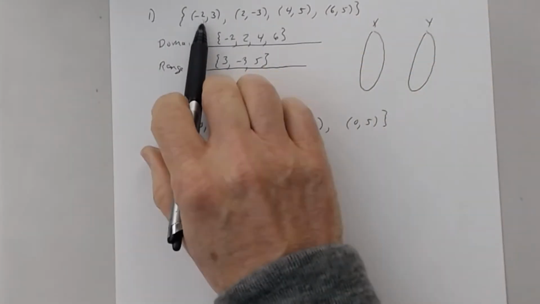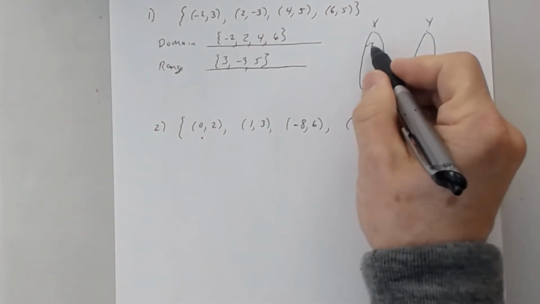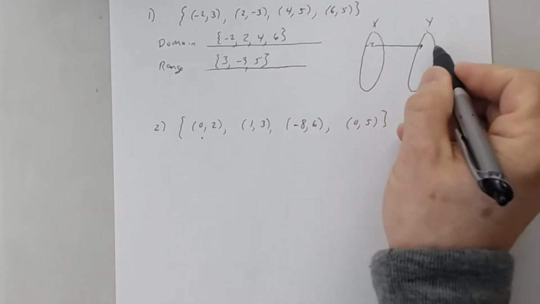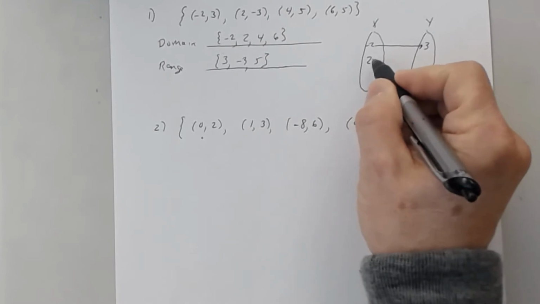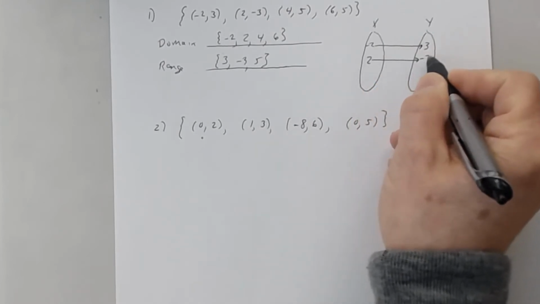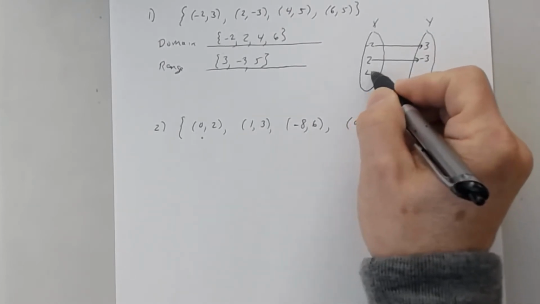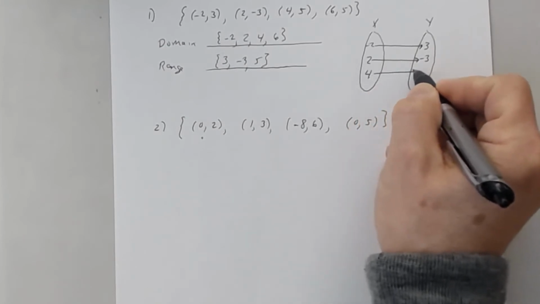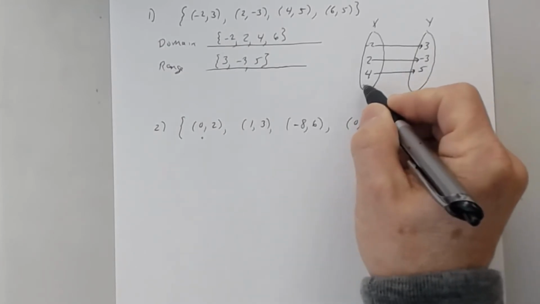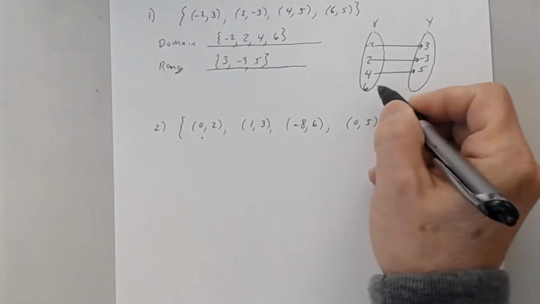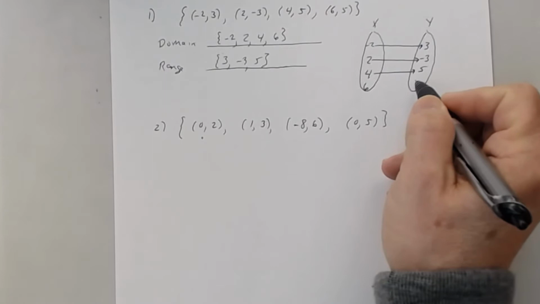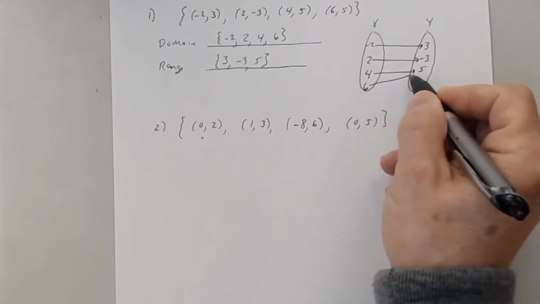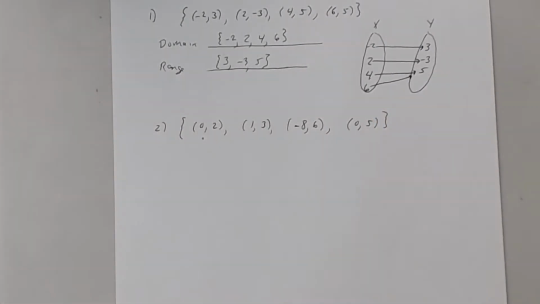So this first point says that when x is -2, it gets mapped to what y value? 3. When x is 2, it gets mapped to what y value? -3. When x is 4, it gets mapped to what y value? 5. And when x is 6, and remember, you only list it once, right? When x is 6, do I list 5 again here? No. It gets mapped to 5. All right, based on that, is that a function?